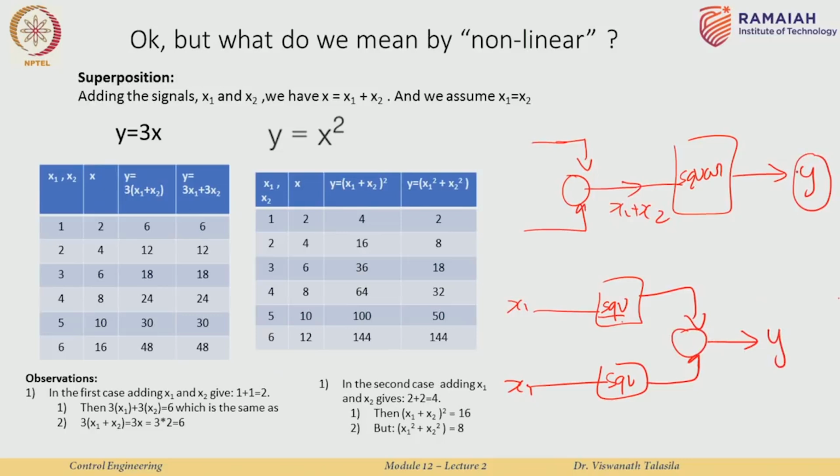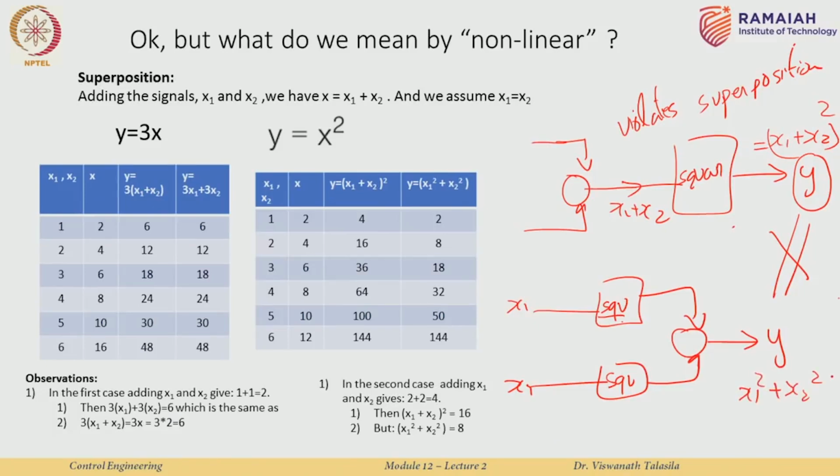This y over here is not equal to this y, and this basically violates the principle of superposition. In the first case y is nothing but (x1 + x2) whole square, and in the second case it is x1 square plus x2 square, and these two are not the same. There is a residual factor of 2 x1 x2 which is left out.